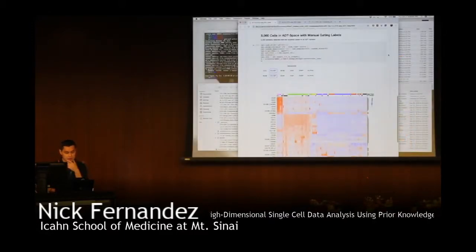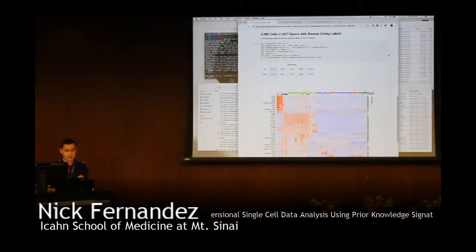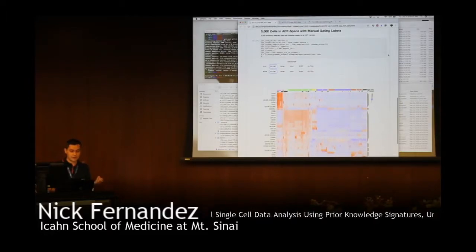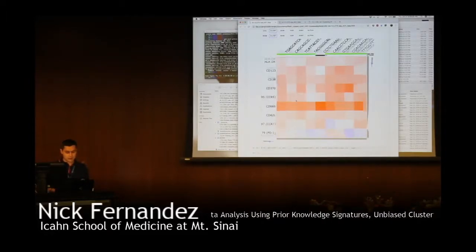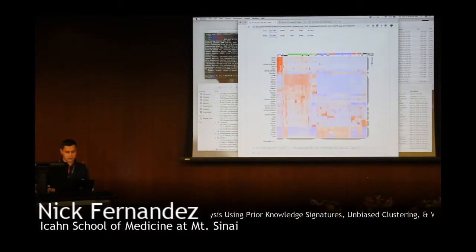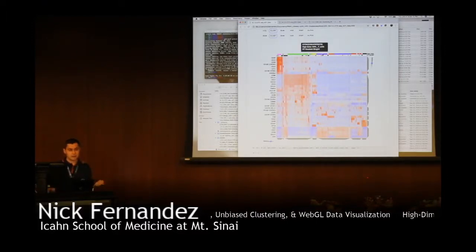This is an example of looking at 5,000 cells in what we're calling ADT space. We can see here how the cells cluster, and we can zoom in and out of these 5,000 cells. You've got 37 markers here, and this is unbiased clustering. Up here are the categories, which were manually gated by Adib. We can see there's very good agreement between the manually gated categories and our unbiased clustering.